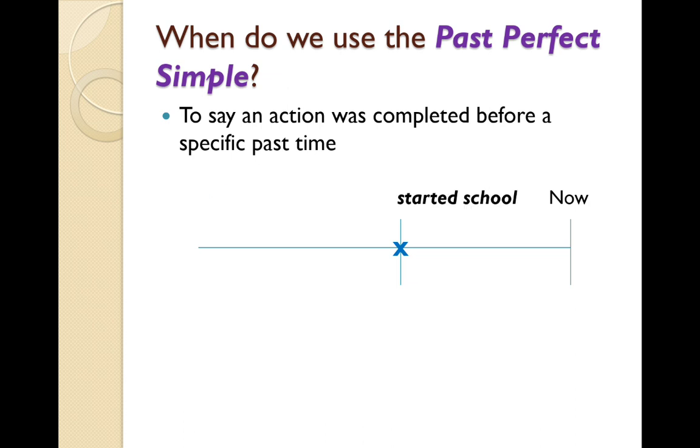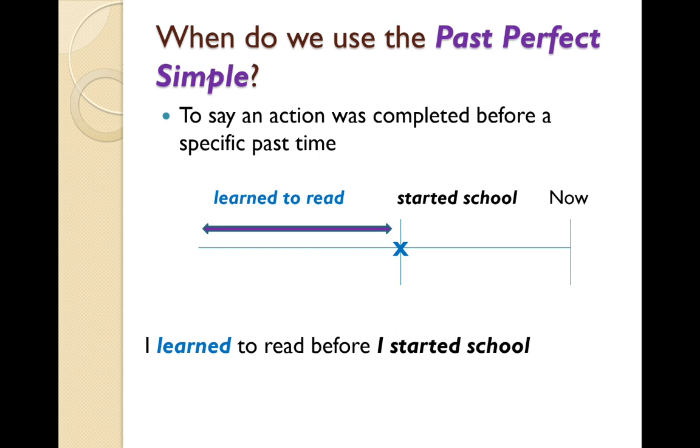Here our specific past time is started school. So what happened before that? Learned to read. I learned to read before I started school. And we use the past simple because the order of events is clear because we use the word before. And then we have our point in time, I started school.